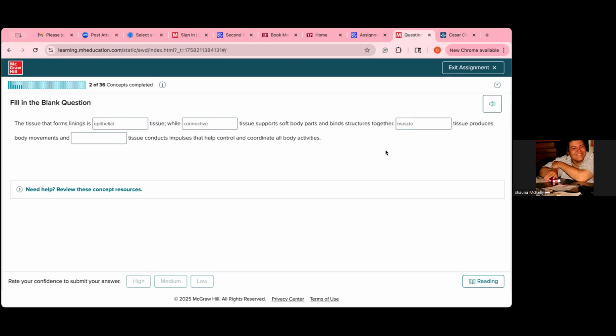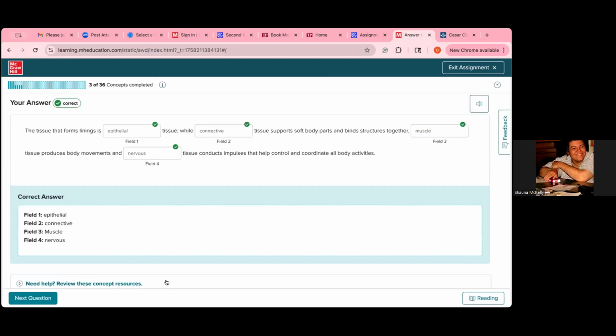And the last one, blank tissue conducts impulses that help control and coordinate all body activities. Nervous. Nervous tissue, right? Very good. Good job.